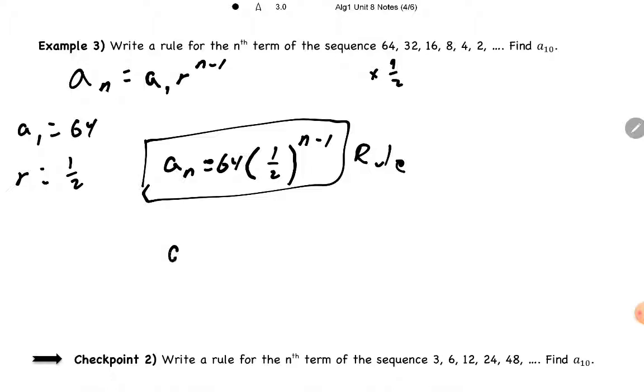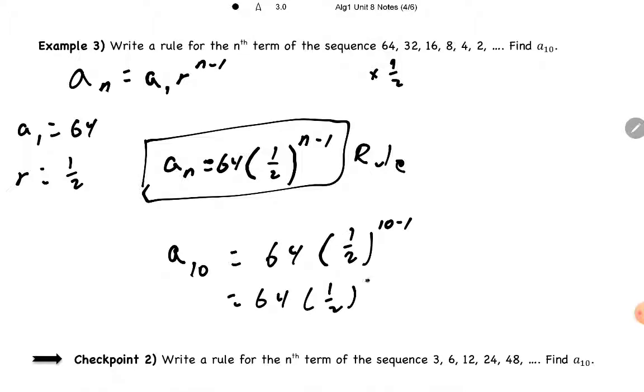And now I need to find the 10th term. The 10th term is 64 times 1/2 to the 10 minus 1. So in your calculator, you're going to do 1/2 in parentheses, caret, to the 9th power, or 0.5 to the 9th power. And then you plug it into your calculator, times it by 64, and you'll get our 10th term, which is 0.125.